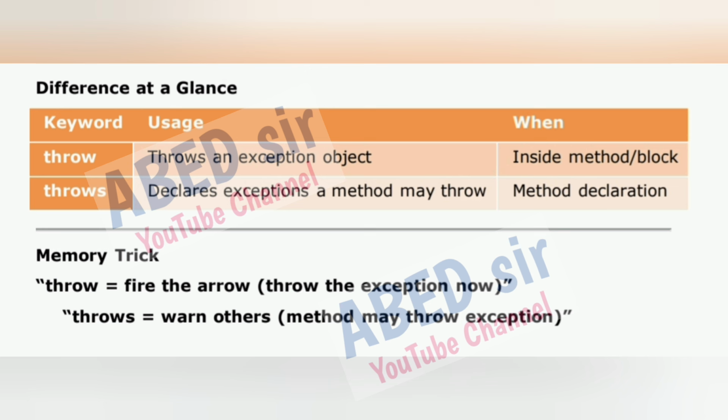Difference at a glance. Keyword, usage, where. Throw throws an exception object inside a method block. Throws declares exceptions a method may throw, in the method declaration. Memory trick: throw is equal to fire the arrow, throw the exception now. Throws is equal to warn others, the method may throw an exception.